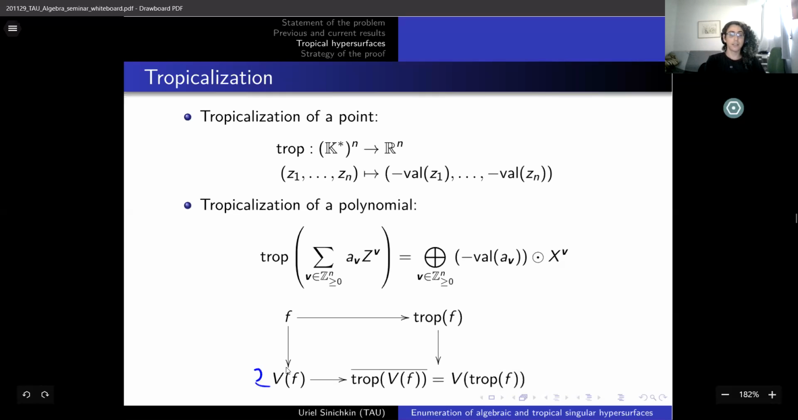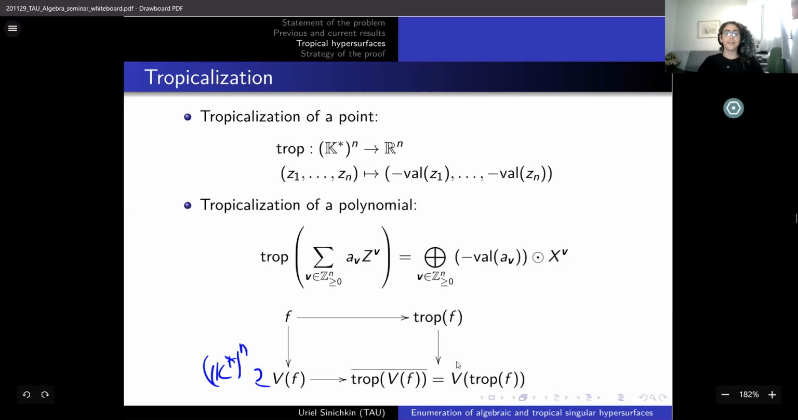this is inside the torus, and then tropicalize pointwise this set, we don't get exactly the same, but we get something that sits inside the tropical hypersurface and is dense in it. So if we take the closure in the usual Euclidean topology on R^n, we get the same thing.